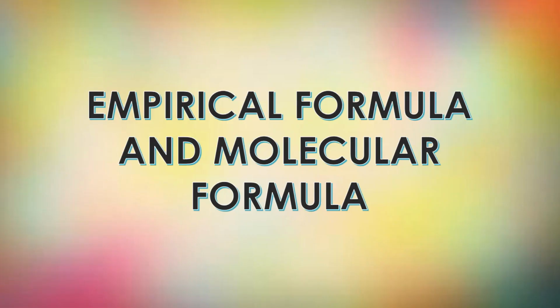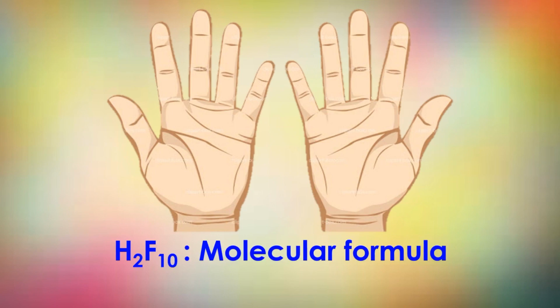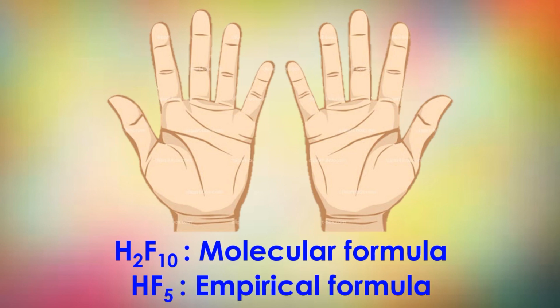For instance, a person has 2 hands and 10 fingers, or H2F10. The empirical formula for that would be HF5. The ratio of finger to hand is 5:1.